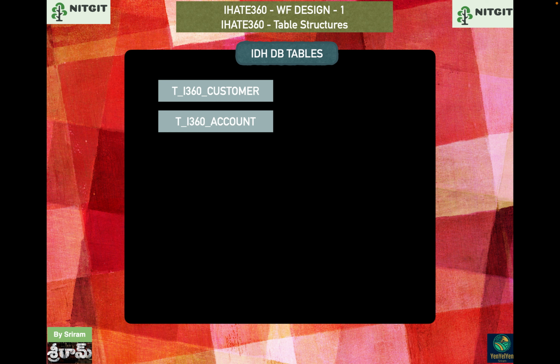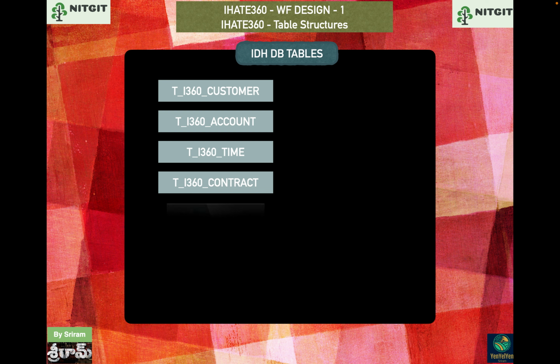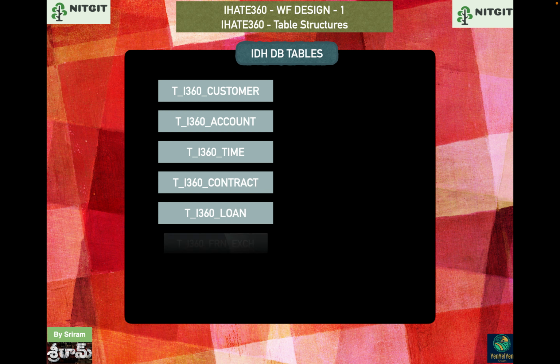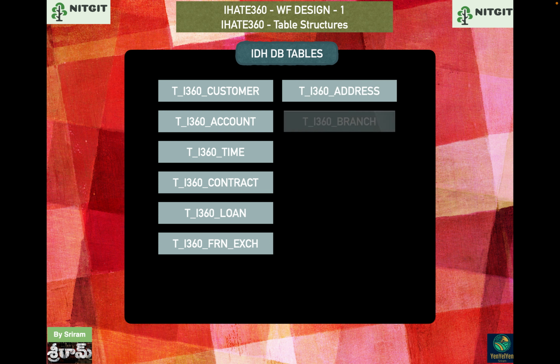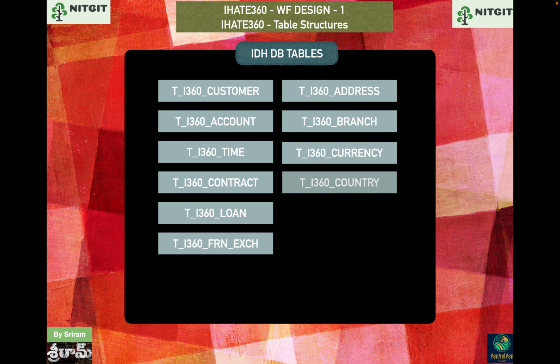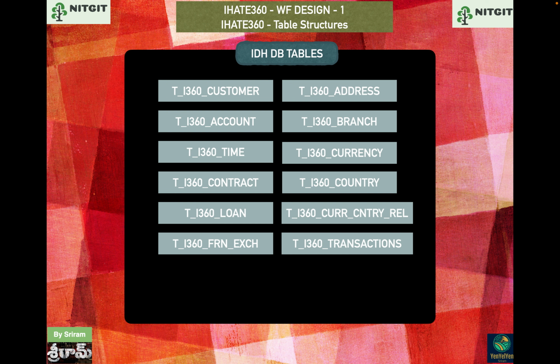This is the IDH database tables. The formatting and table naming conventions may be different, depending on the project, but here is an example: T underscore project name, that is I360, and then customer, account, time, contract, loan, foreign exchange, address, branch, currency, country, and a country relation table, because you must know which currency is for which country. That's where you have the country currency relationship table. And also the transactions, which are daily and monthly transactions.